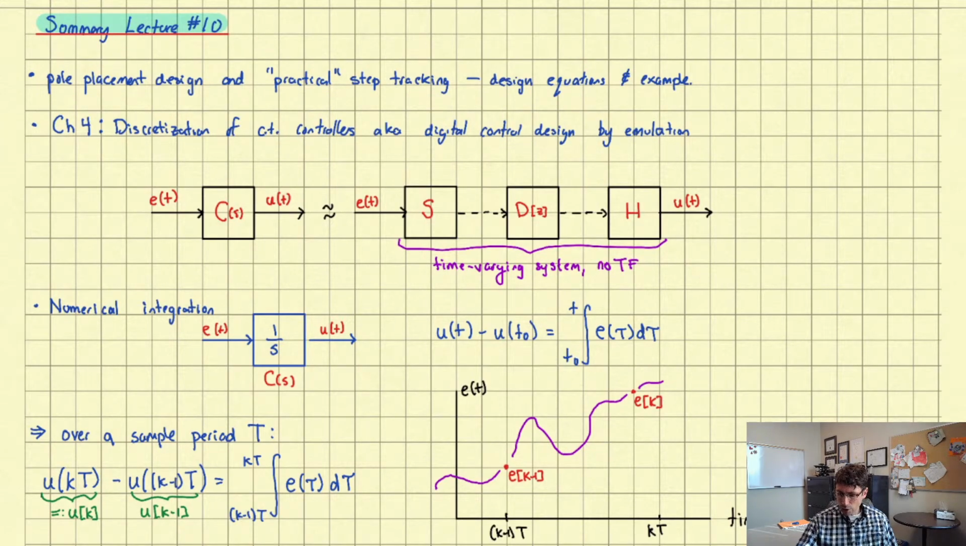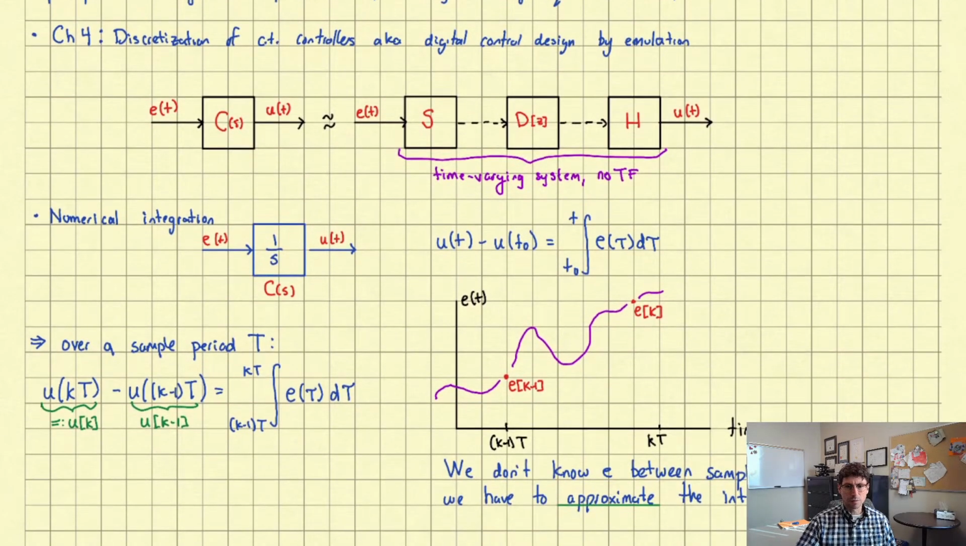So let's review what we did during our last lecture. We finished up chapter 3, which was a chapter on a continuous time control design technique called pole placement. The last thing we did was design pole placement controllers to meet transient specs by placing the poles correctly, but also tracking specifications. And the last thing we talked about was so-called practical step tracking, which was our way of saying that we allow non-zero steady-state tracking error for steps. We derived the design equations, and we did an example.